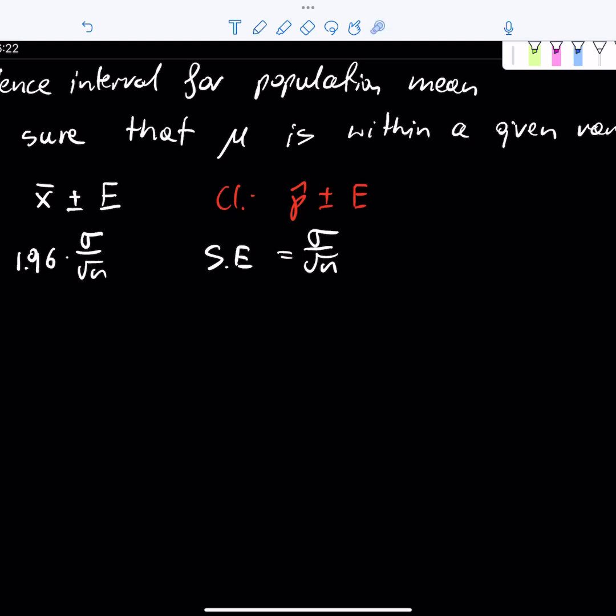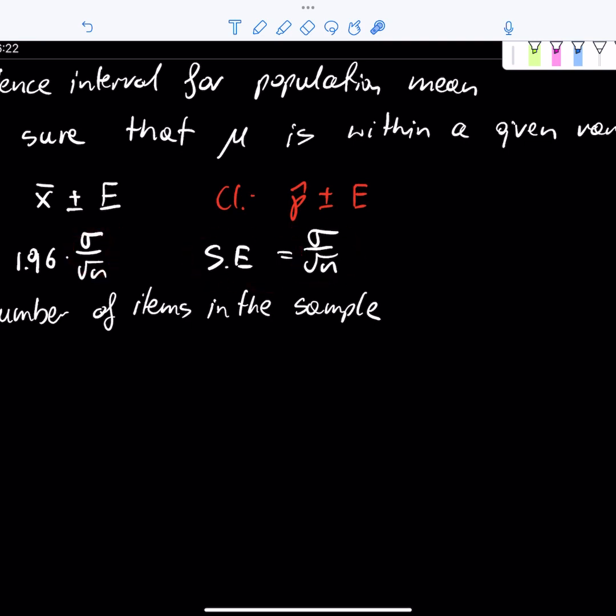So this is what we need to be able to recognize. First, the confidence interval for the population mean is given by the sample mean plus or minus the margin of error. We find the margin of error by calculating it using this formula, 1.96 times sigma over root n, where n is the number of items in the sample, and this term is the same as the standard error for the sample means.